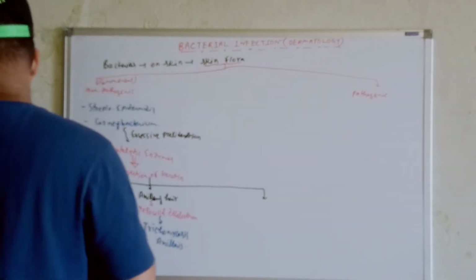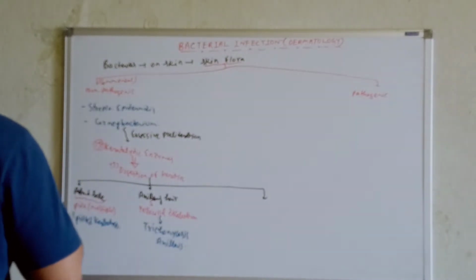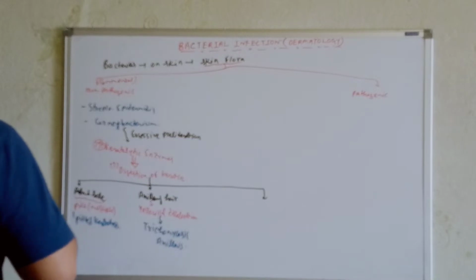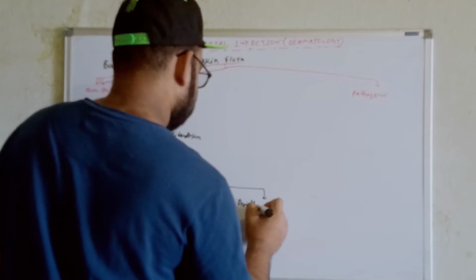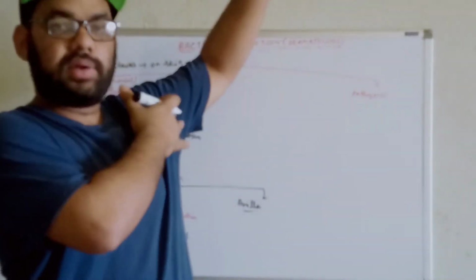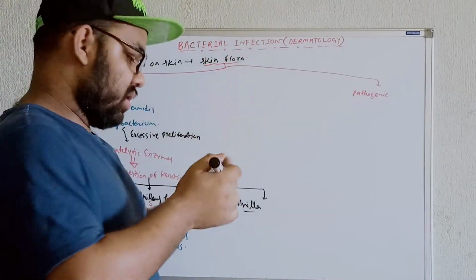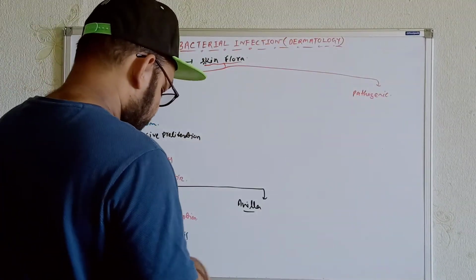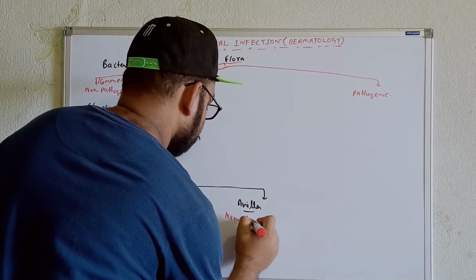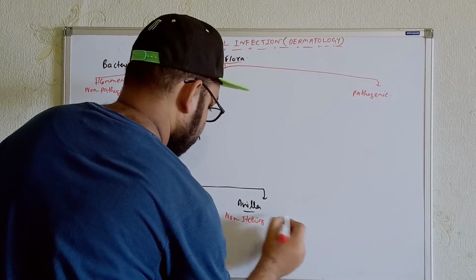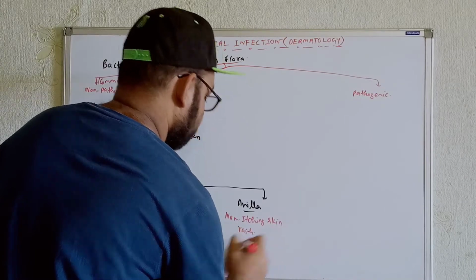And we will also get a problem at the level of the axilla. In this region we will get non-itching red skin rashes. So in the axilla we will get non-itching skin rashes over here.